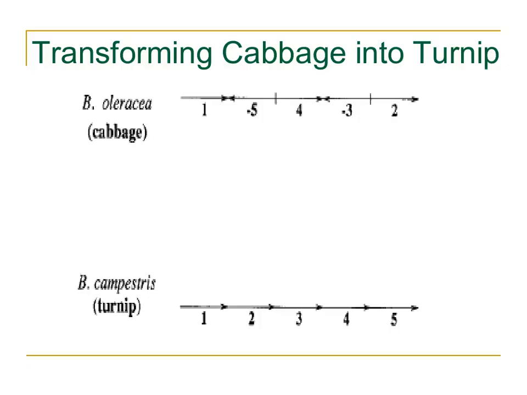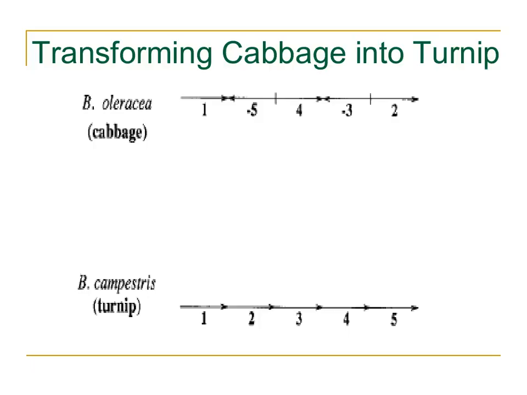Building on that rearrangement example, this slide illustrates 2 linear arrangements of the same 5 genomic blocks and shows how the cabbage ordering can be transformed into the turnip ordering by a series of reversals. At the top, the cabbage line, labeled B. oleracea, reads: Block 1 in the correct orientation, then Block 5 inverted, Block 4 forward, Block 3 inverted, and finally Block 2 forward. Each arrowhead marks the direction of a block.